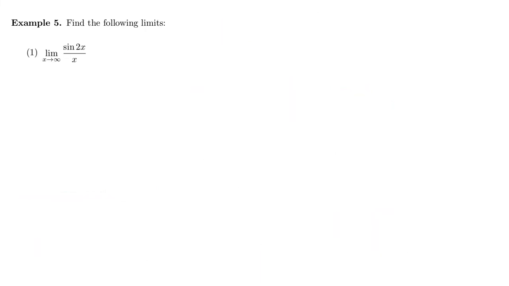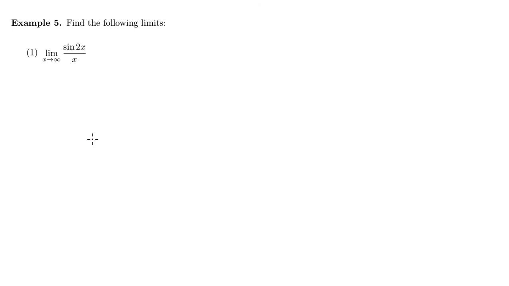Okay, so here's an interesting limit. The limit as x goes to infinity of sine 2x divided by x. And so at first glance, well, first of all, note that this is not like a sine x over x limit because x is not going to 0. x is going to infinity. So how do we deal with this? Because sine is going to be oscillating between negative 1 and 1, and the denominator is going to be getting really big. So what do we do here?